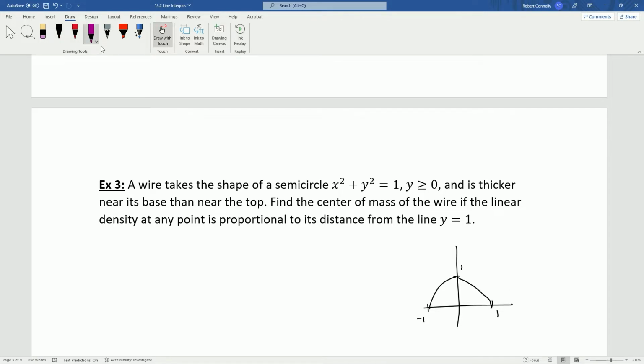Okay, so this is our semicircle, and we're looking at the line y equals 1. And so the distance from y equals 1 to any point here is 1 minus the y value on the function. So this means our density function rho of x, y is equal to a constant multiple of 1 minus y.